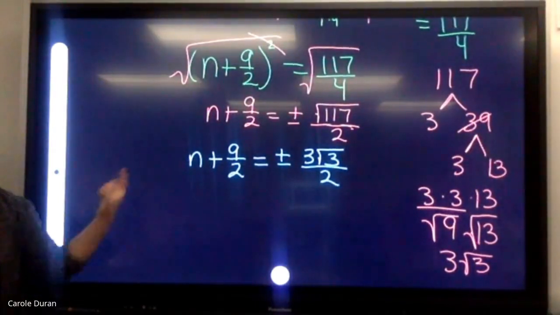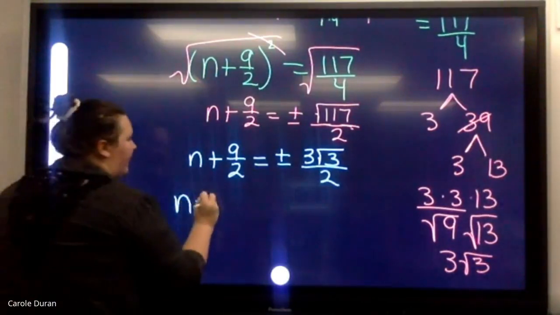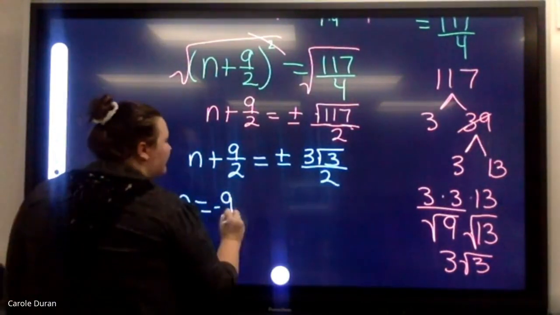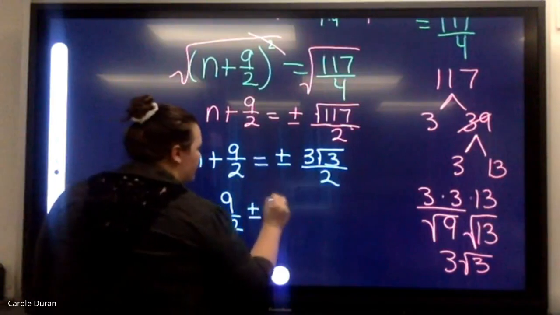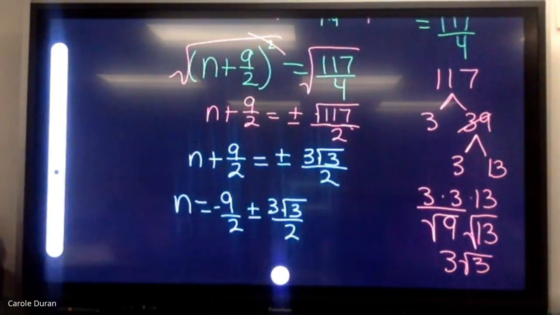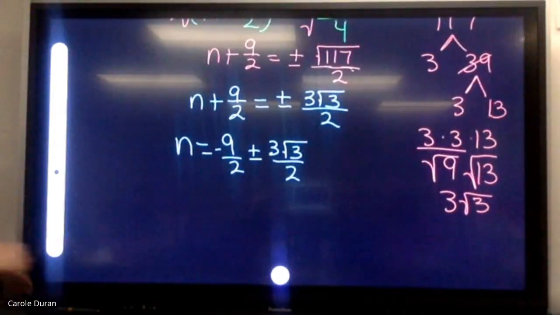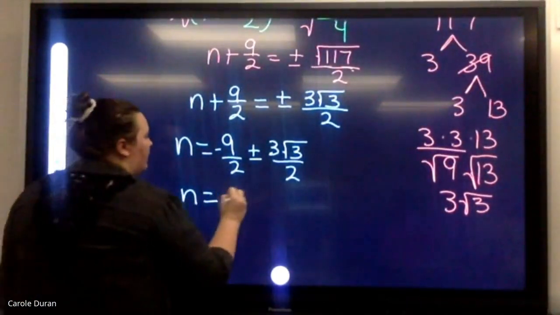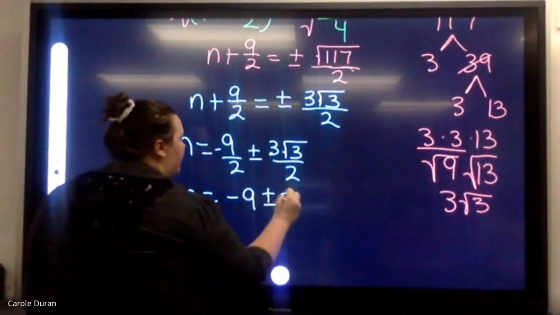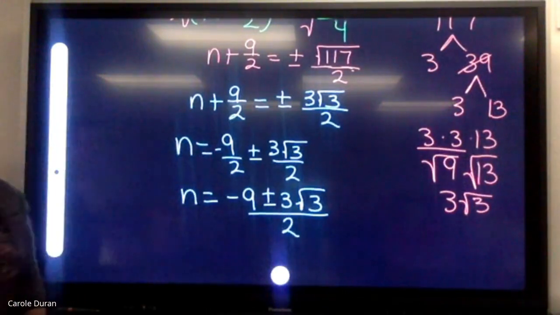Last step is to subtract the 9 halves from the left over to the right. And I'm left with n equals negative 9 halves plus or minus 3 root 13 over 2. I can't simplify that, right? Because I don't know what 3 root 13 is and I don't want decimals. But they have the same denominator, which means I can put those two values together and it becomes negative 9 plus or minus 3 root 13, all over 2.